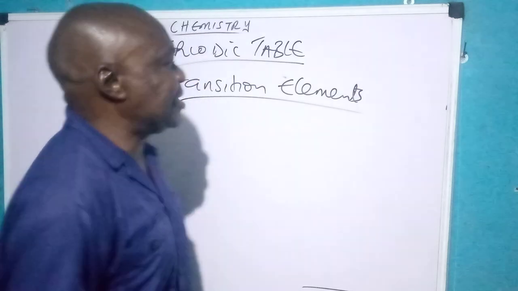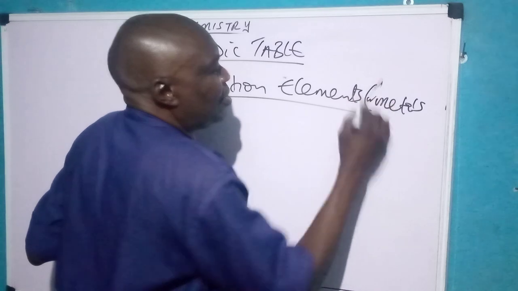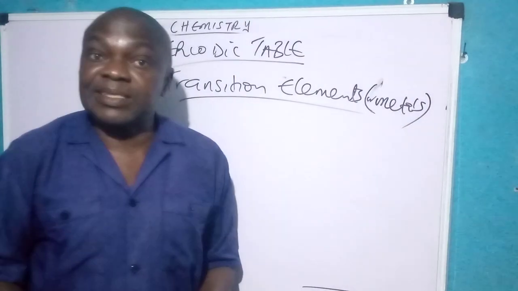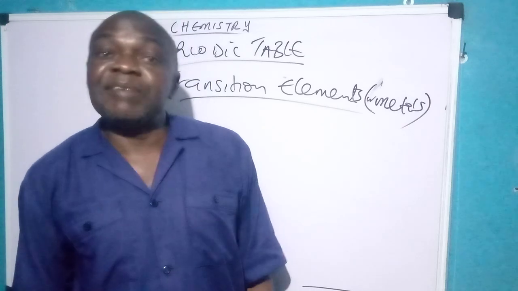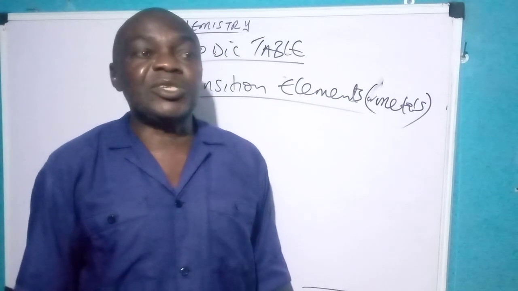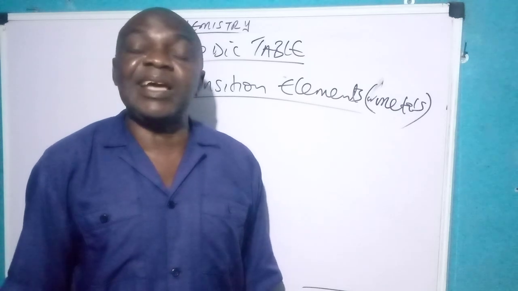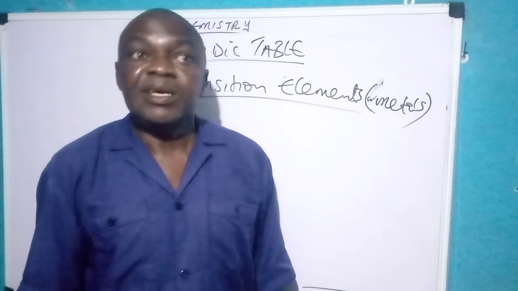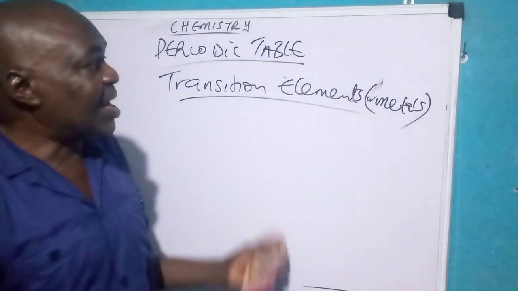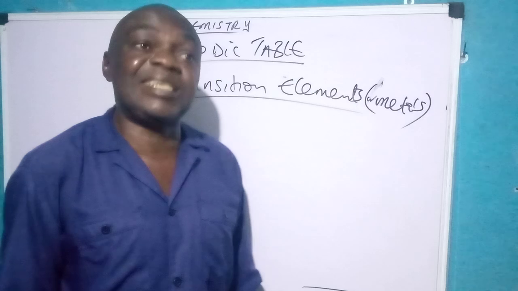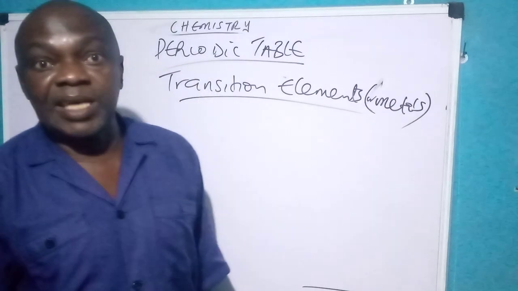We know that they are metals also. However, because of the presence of the d orbital, it gave them additional properties which are quite different from the properties of metals that exist in the S and P block elements. S and P block elements end at number 20. So when you are asked the properties of transition elements or transition metals, you don't need to go back to those S and P block elements.